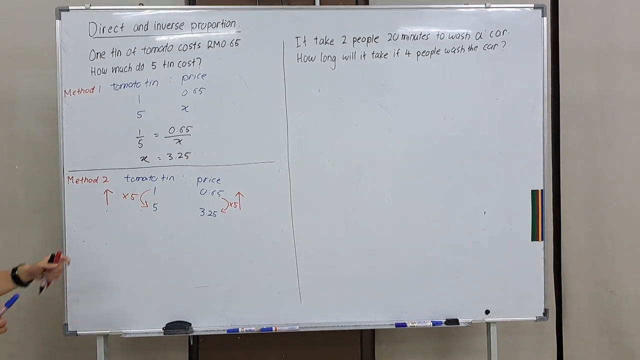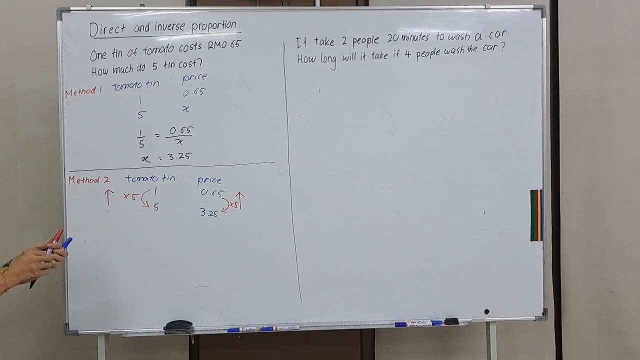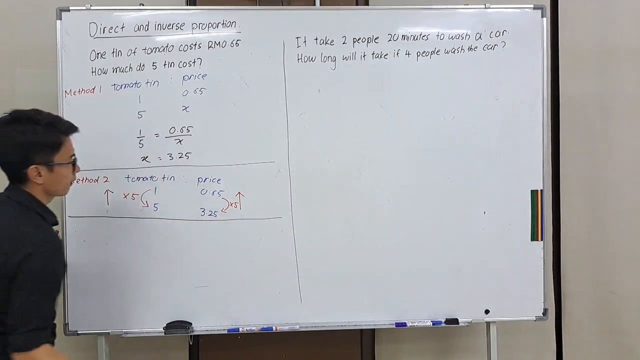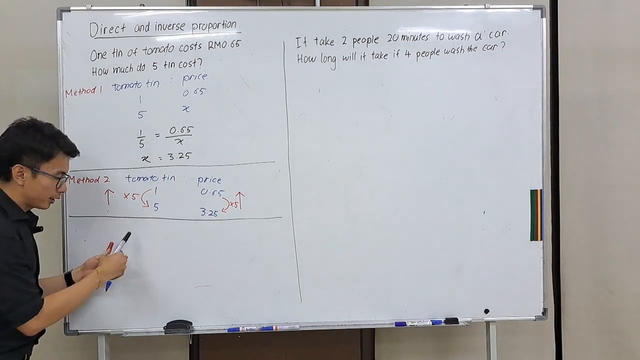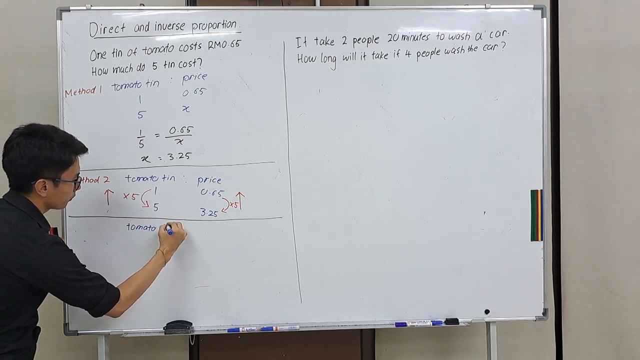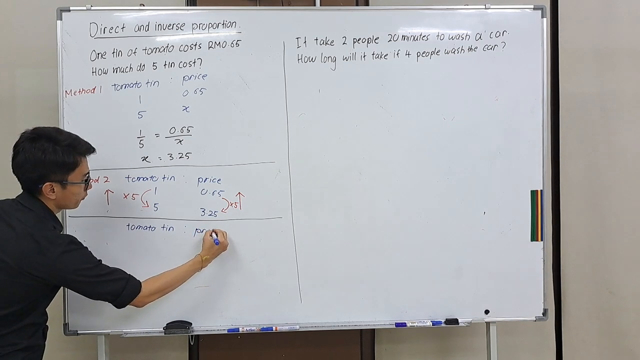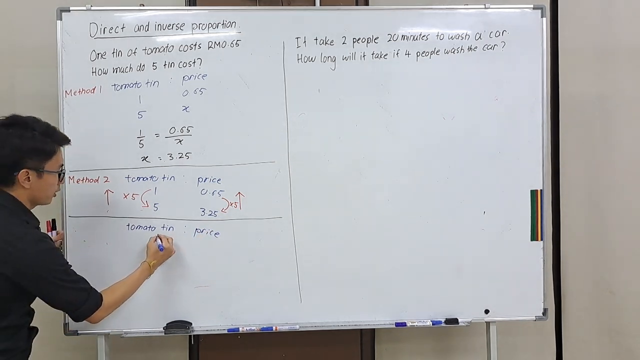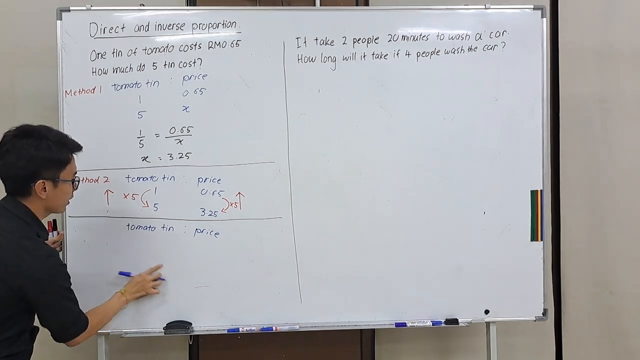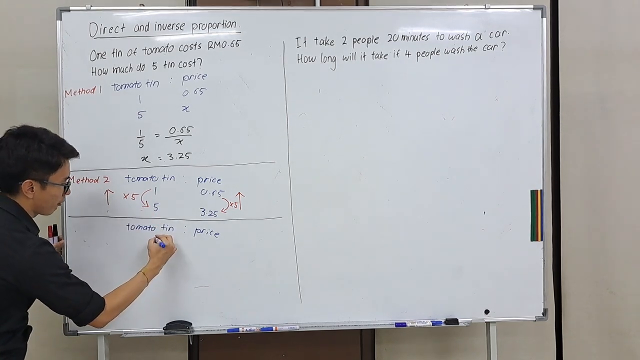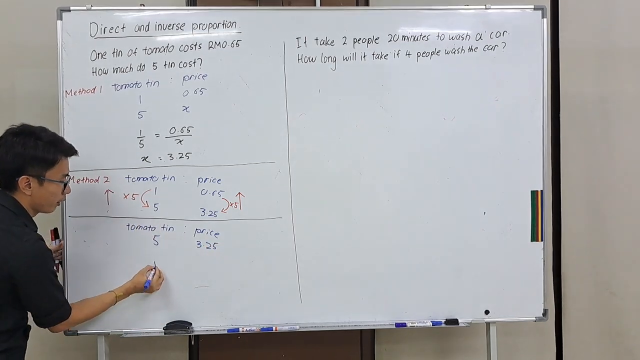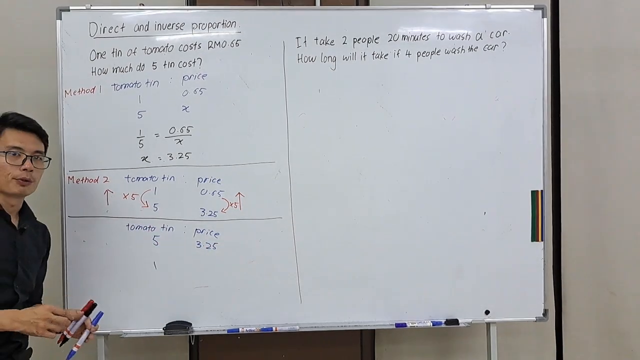Okay, but is this all? All right, we actually have one more thing. Let me just show you this. Now let's take a look over here. I will use the same thing. All right, tomato tins, and I have my price here. Okay, I should reverse it, sorry. So if I reverse it, this is going to be my 5, and 3.25. And let's just say I have 1 over here. Now let's take a look at this example here.